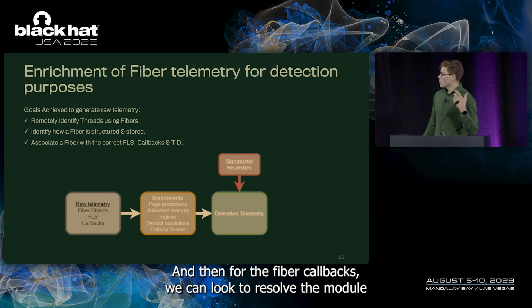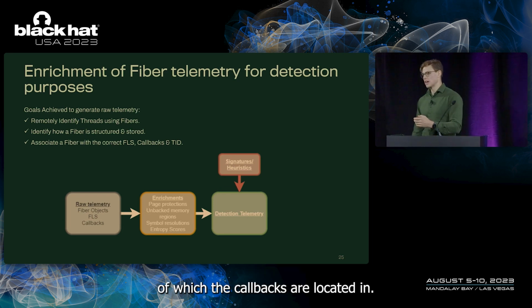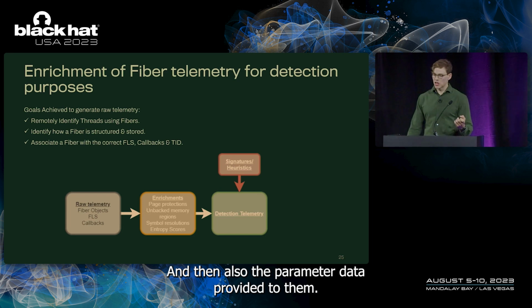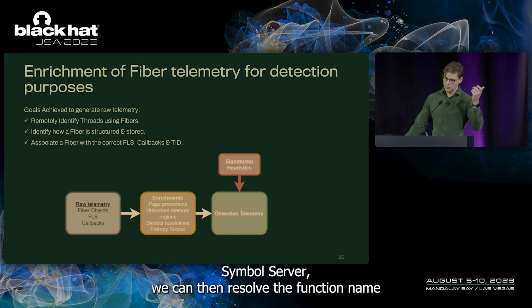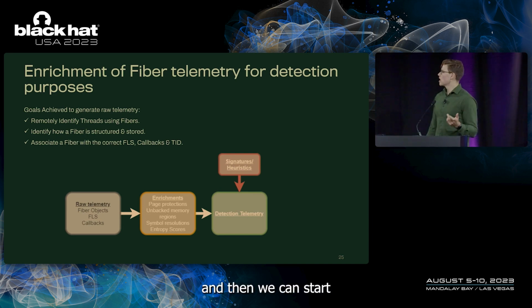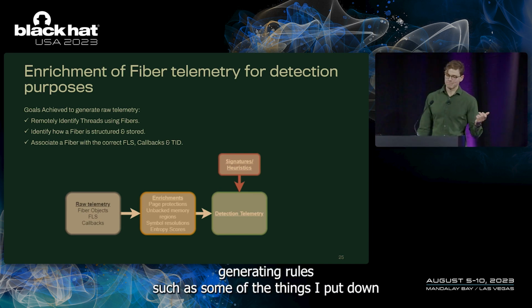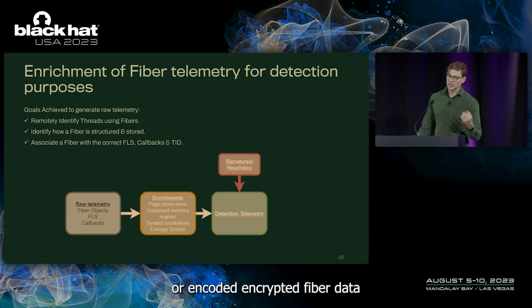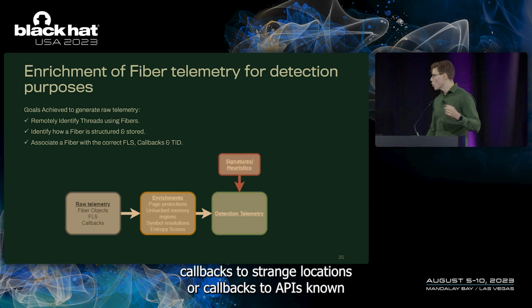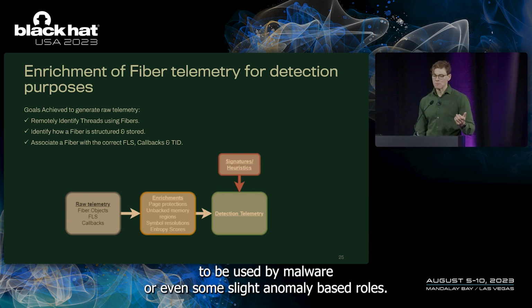And then for the fiber callbacks, we can look to resolve the module in which the callbacks are located, and then also the parameter data provided to them, and then, providing that we have contact with the Microsoft symbol server, we can resolve the function name. And then we can start generating rules, such as some of the things I put down: fiber data executing from unbacked memory, or encoded, encrypted fiber data, callbacks to strange locations, or callbacks to APIs known to be used by malware, or even some anomaly-based rules.